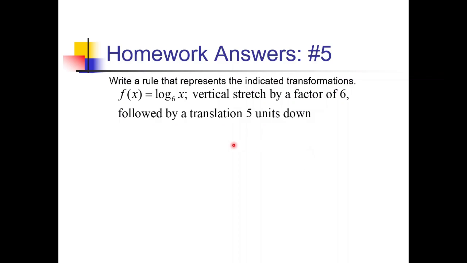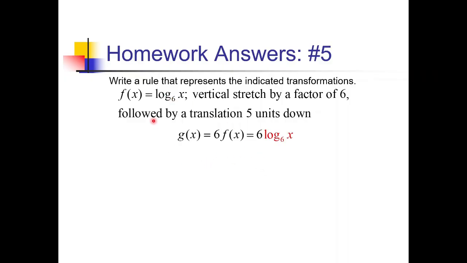For the next couple problems, we're going to be writing a transformed rule for the parent function they give us. So we're starting here with log base 6 of x, and we want to do a vertical stretch by 6 and a translation 5 down. Let me do a g function to represent the stretch here. So I'll say g of x equals 6 times f of x. So that's 6 times log base 6 of x.